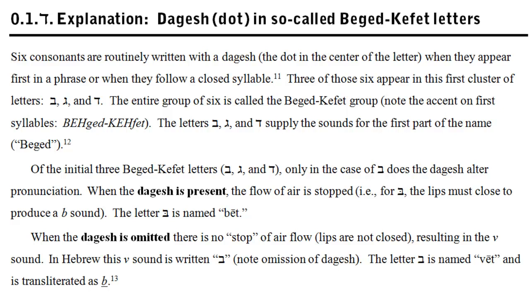If, on the other hand, you see the Beit consonant written without the dagesh, then there is no stopping of the airflow. The resulting sound is a V sound, V. And in Hebrew, the V sound is represented by the letter Beit with no dagesh. Technically, the letter Beit with no dagesh is called Veit, and you see the transliteration as a B with an underscore.